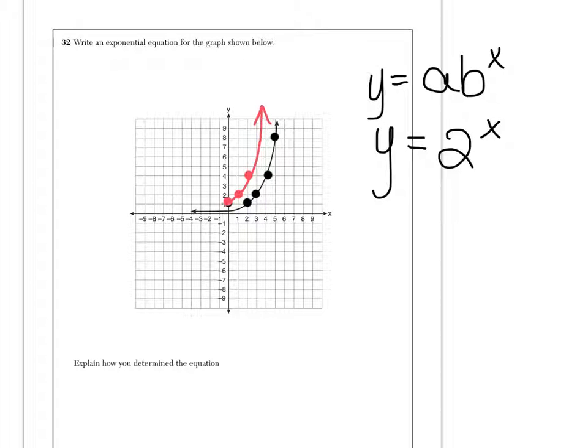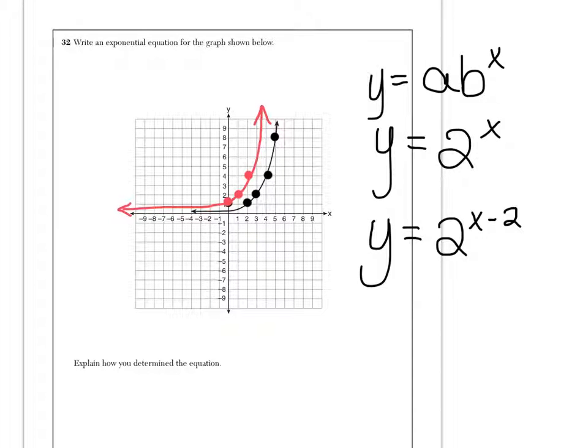So here's our parent function, and we can see that all of those points are moved over 2 spaces to the right. So let's remember how to write this. Y is equal to 2 to the x minus 2, because when we shift left or right, it always goes inside the parentheses.